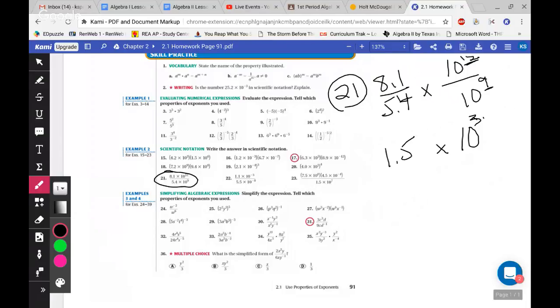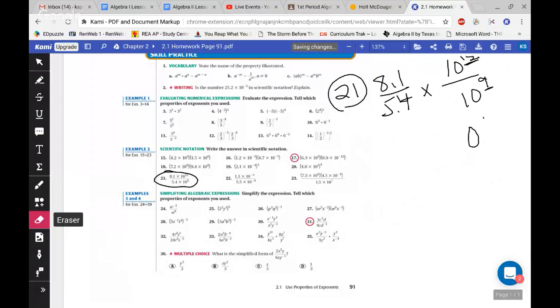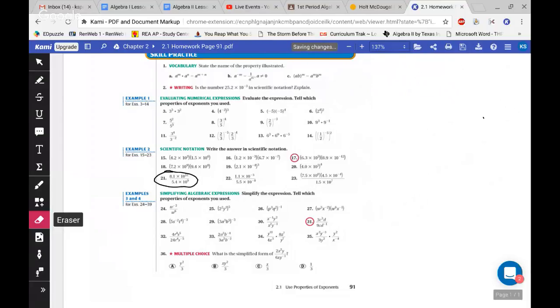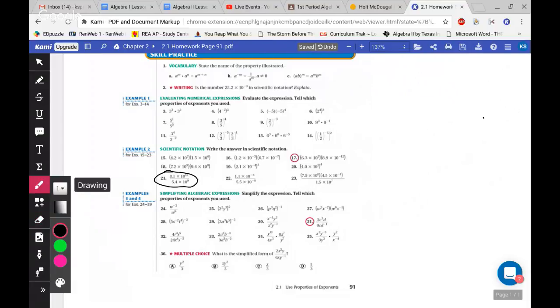I'm going to erase 21 so that I have plenty of room. So 23. Wow. Not so good with the stylus.